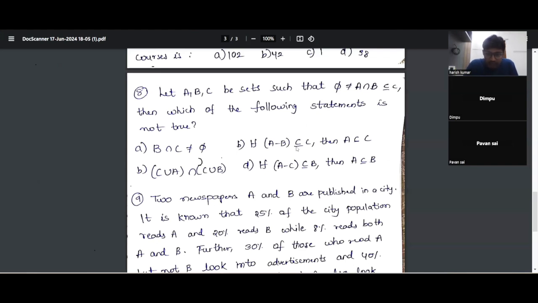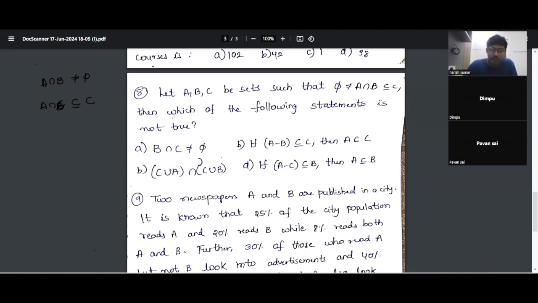Let A, B, C be sets such that, this is also a good question, A intersection B is not a null set. That means the common part is not a null set. That means there is something common between both the sets. And also A intersection B is a subset of C. That means the common part of sets A and B will lie inside C.